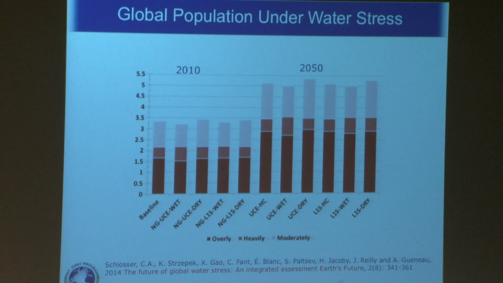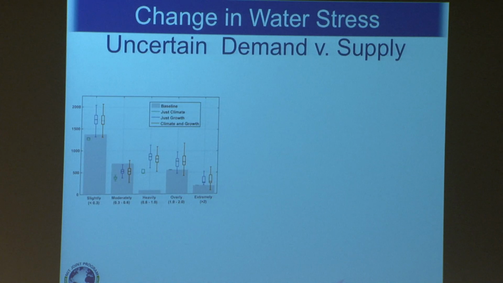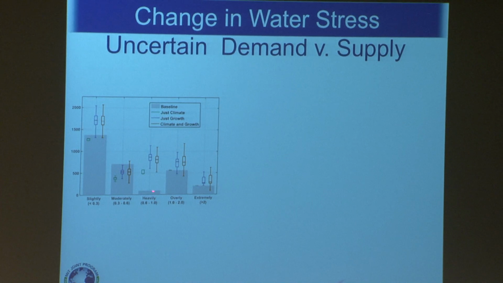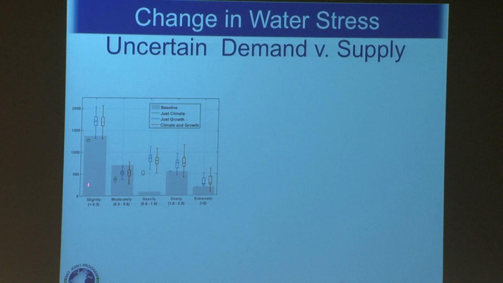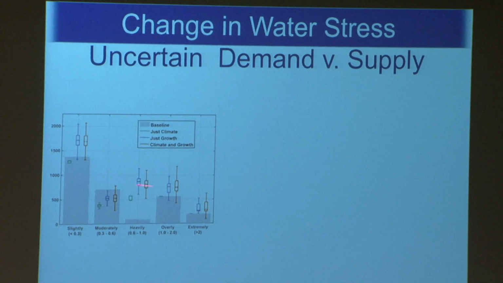So as we move here, this is an issue of the economic development that is going on. If we focus again and look at just Southeast Asia, one of the more rapidly growing places in the world, and we look at this in a probabilistic way, what we find out is, in that region, what is the current level of water stress. These are the number of people that are slightly water stressed, moderately, heavily, and extremely.